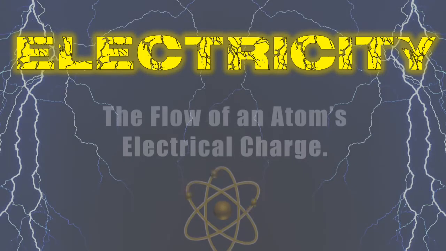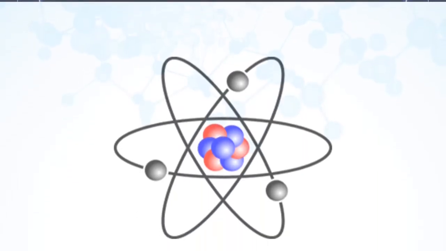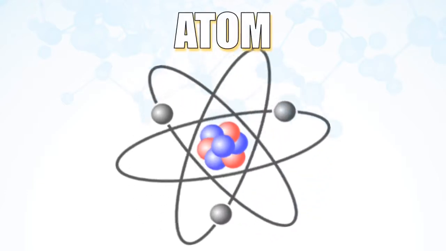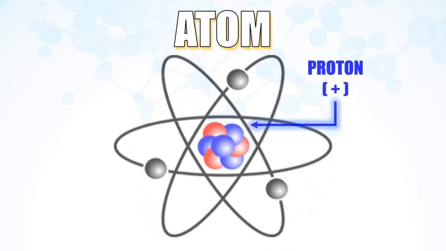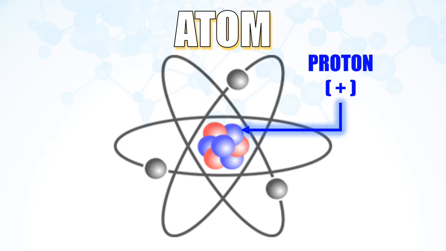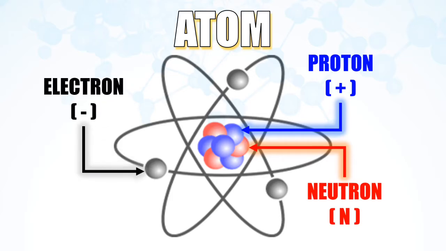Electricity is the flow of an atom's electrical charge. A charge is a property of matter that can be either positive or negative. A typical atom will consist of three main particles: protons, which emit a positive charge; neutrons, which emit no charge or are considered neutral; and electrons that emit a negative charge.